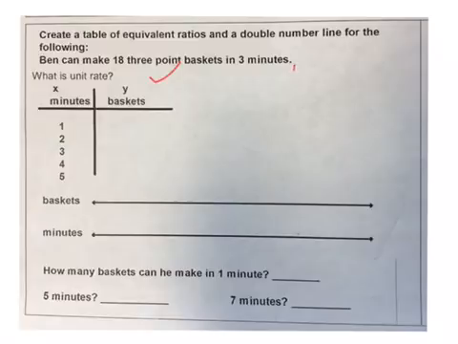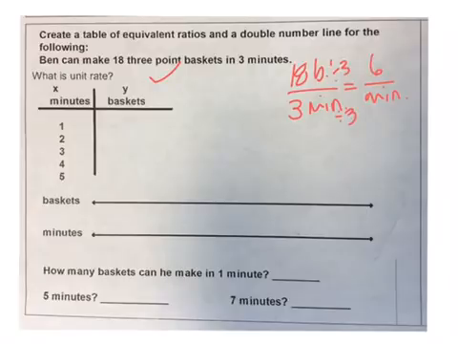So if we make 18 baskets in 3 minutes, we are going to have to find the unit rate. So we want to find out how many baskets they can make in 1 minute. So we're going to divide the denominator by 3 and the numerator by 3. So we're going to get 6 baskets per minute.